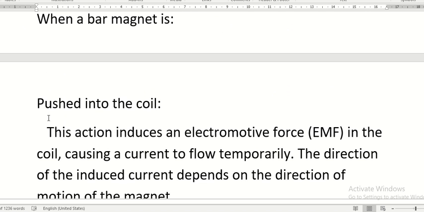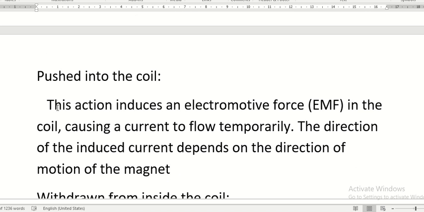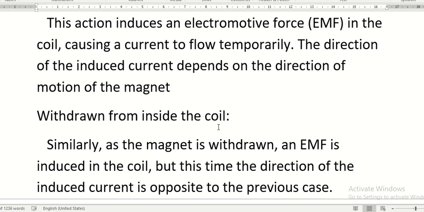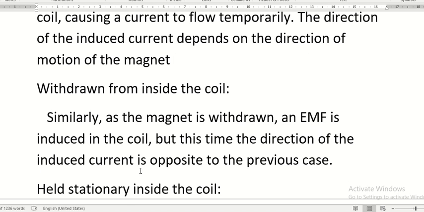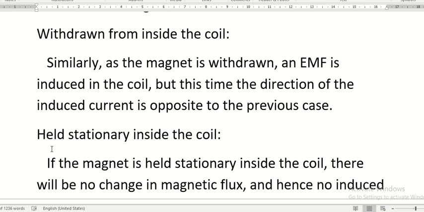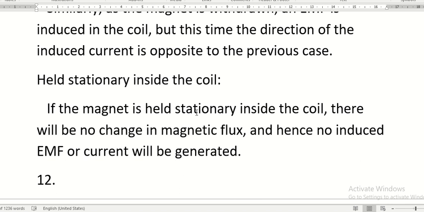When a bar magnet is pushed into the coil, this action induces an electromotive force in the coil, causing current to flow temporarily. The direction of the induced current depends on the direction of the motion of the magnet. And when we withdraw it from inside the coil, similarly EMF is induced in the coil, but this time the direction is opposite to the previous case. And if the magnet is held stationary inside the coil, there will be no change in the magnetic flux, hence no induced EMF or current will be generated.